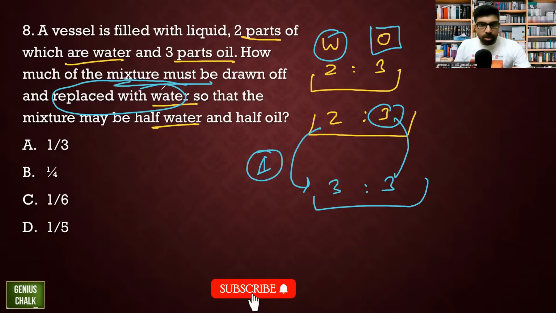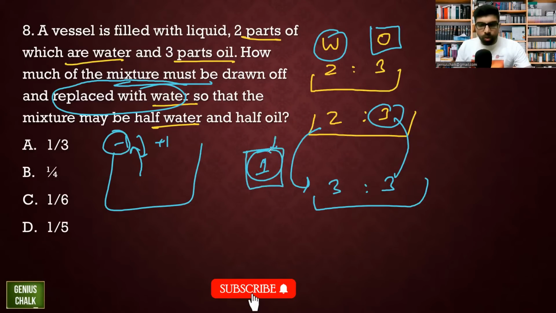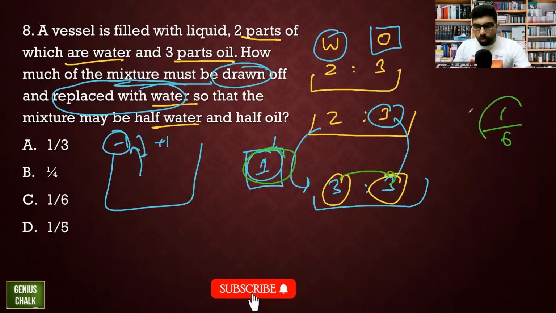It is asking how much mixture must be drawn. So if I am adding 1 water, I know that if this is my container, before that I have taken 1 liter of mixture also. That means this one is the quantity of the replaced water as well as the mixture which was drawn. And what is the total here? 3 plus 3, the total is 6. That means 1 part I have replaced out of 6, which is option C. We have not done it this way, but we have done this type already in the previous sessions. So this is how this could be done with the first method.